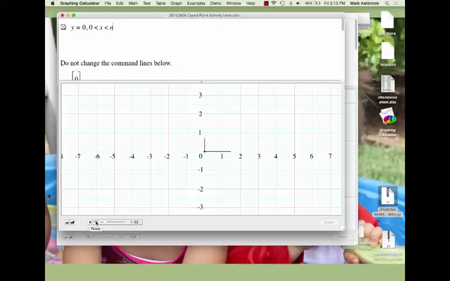Now it's up to you to do the red bar. Make it look just like mine, okay? So see if you can, the second command line now will be for the red vertical bar showing the value of the y coordinate.